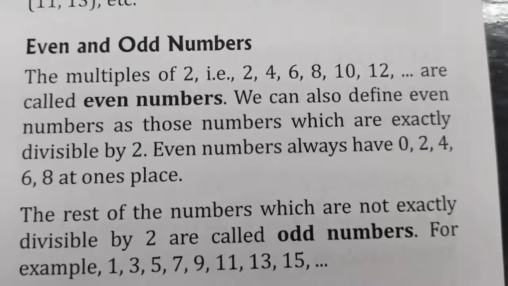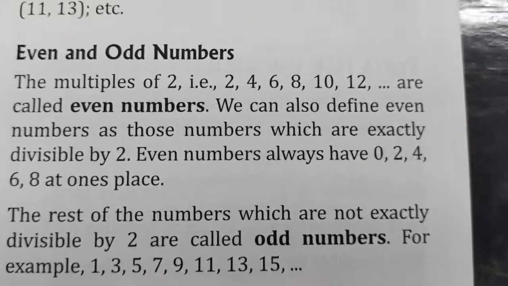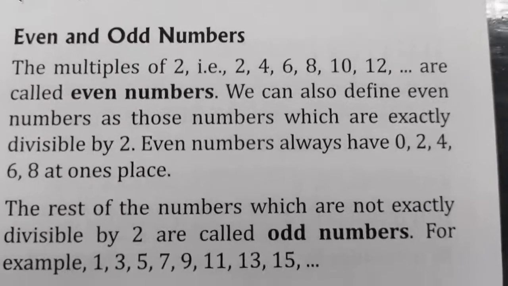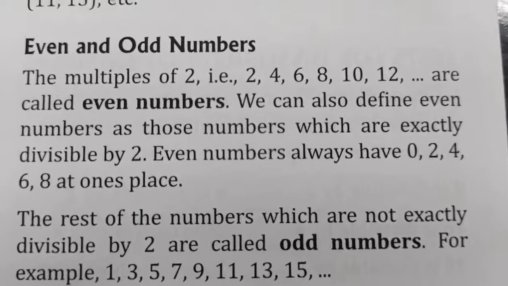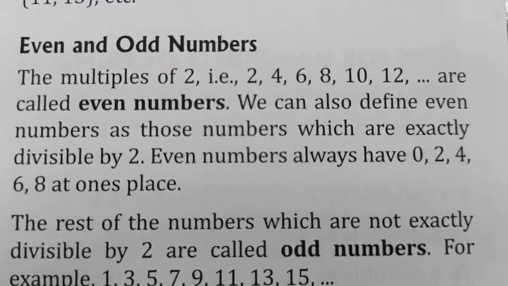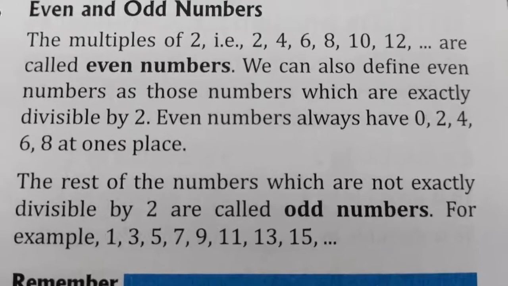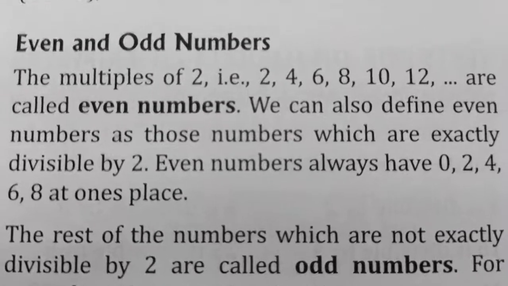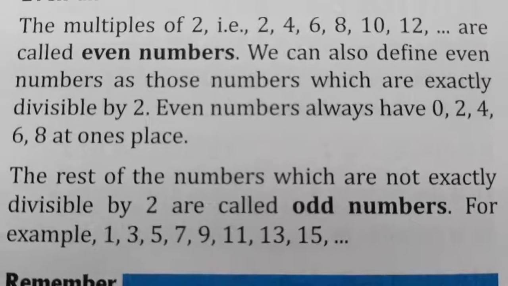Now let us see even and odd numbers. The multiples of 2, that is 2, 4, 6, 8, 10, 12, are called even numbers. We can also define even numbers as those numbers which are exactly divisible by 2. Even numbers always have 0, 2, 4, 6, 8 at the one's place. If you divide them by 2, they leave the remainder 0.